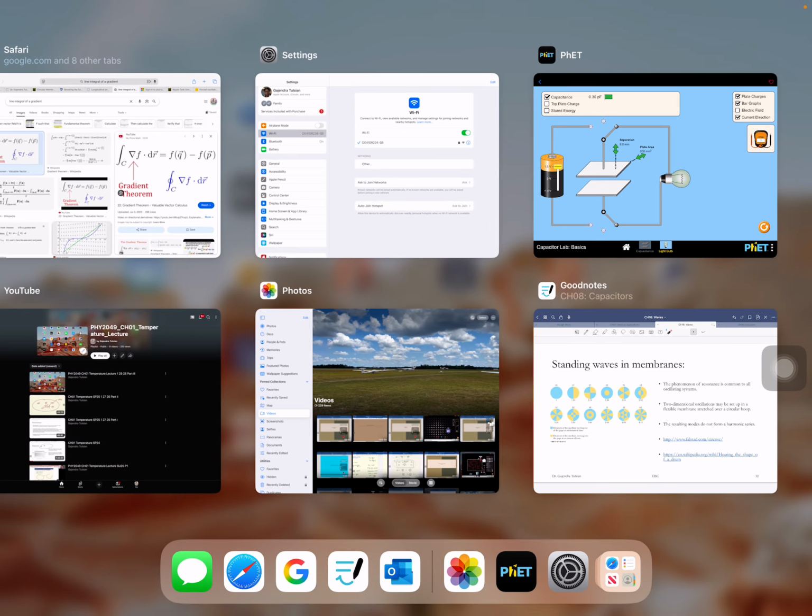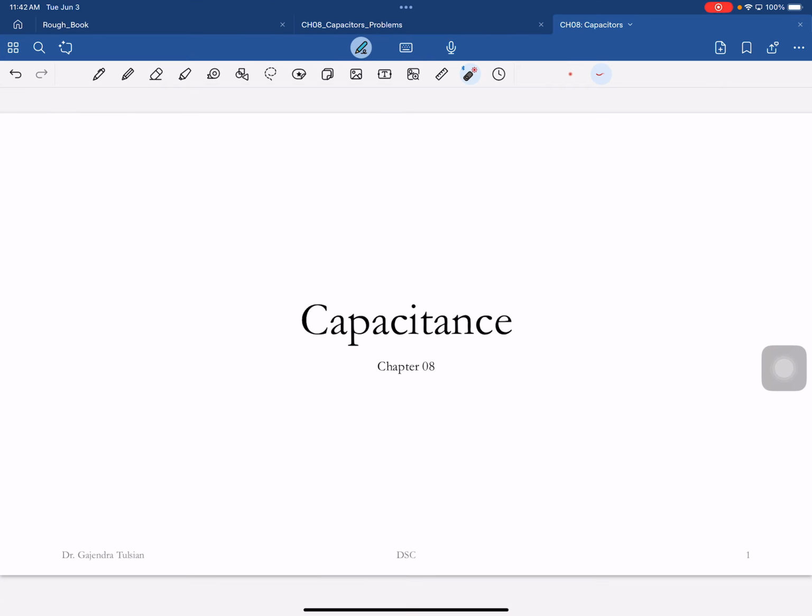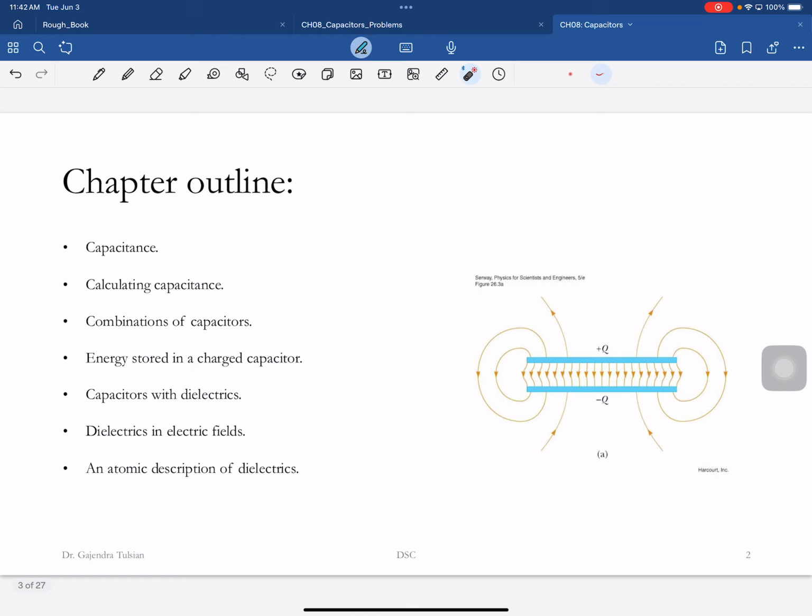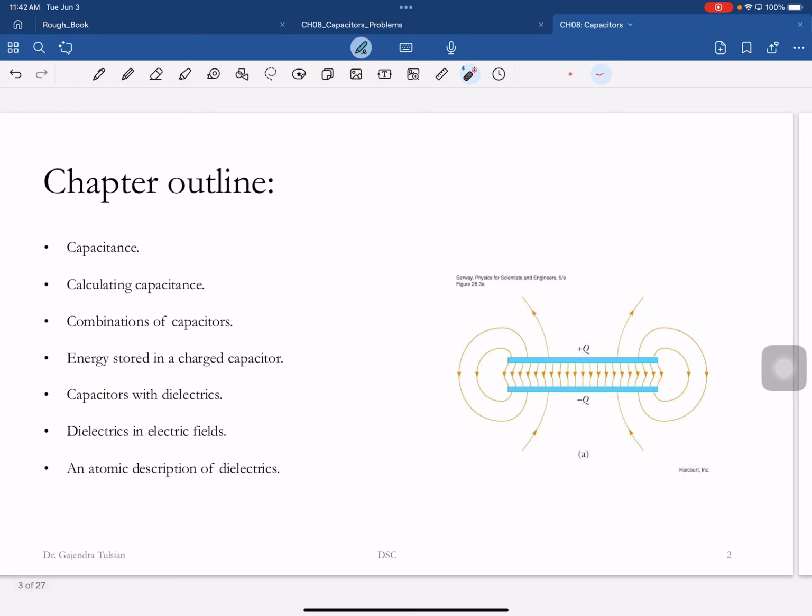So that's the subject we're studying, capacitance. We'll look at energy stored in a charged capacitor, and so on.